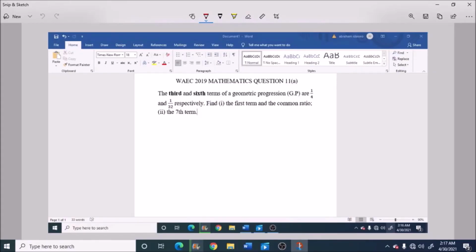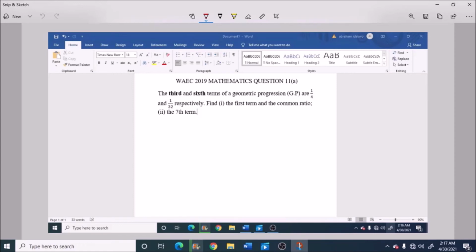Hello and welcome. Today I will be answering WAEC 2019 mathematics question number 11A. The question is: the third and sixth terms of a geometric progression, GP, are 1/4 and 1/32 respectively. Find (i) the first term and the common ratio, and then (ii) we are expected to find the seventh term.